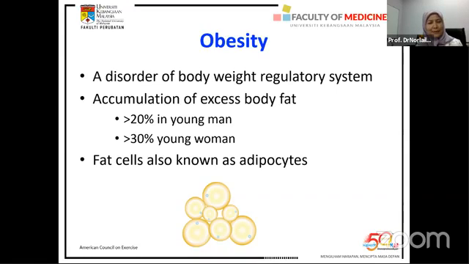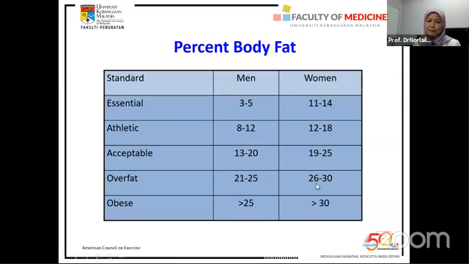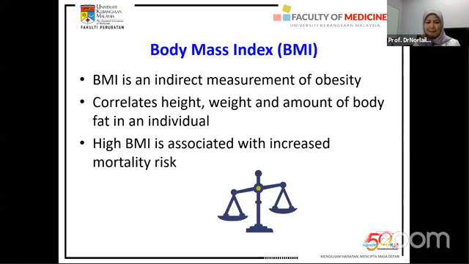When people talk about obesity, we always talk about BMI. And when we talk to laypersons, what they understand is that they can see there's fat around the tummy region, fat around the buttock, thigh, and so on, especially for women. So basically, it's due to excess body fat, more than 20% in young men and more than 30% in young women. In scientific terms, it is known as adipocytes. Of course, we have different percentages of body fat that are acceptable for men and women. And when somebody has excess body fat, we call them obese or having obesity.